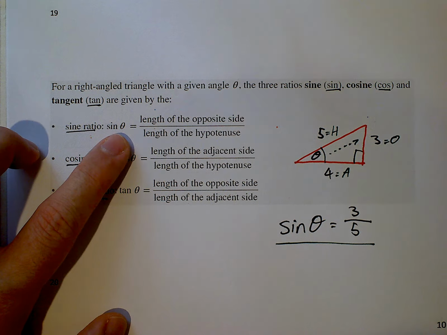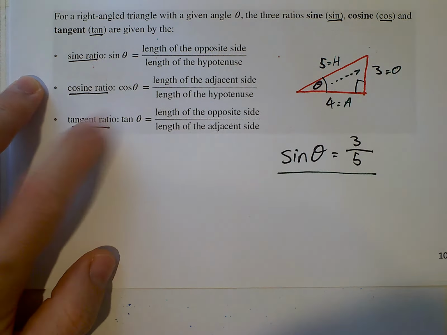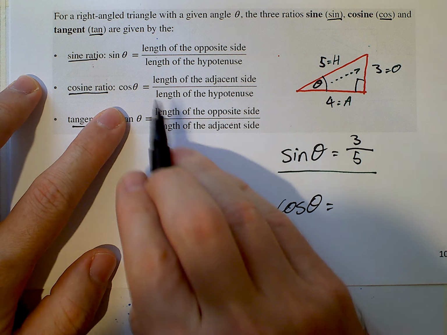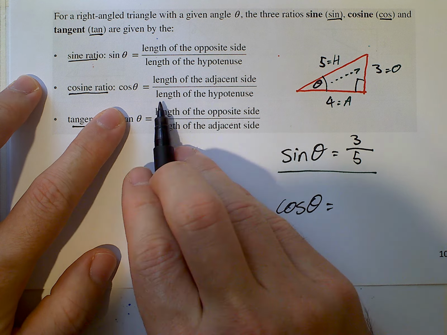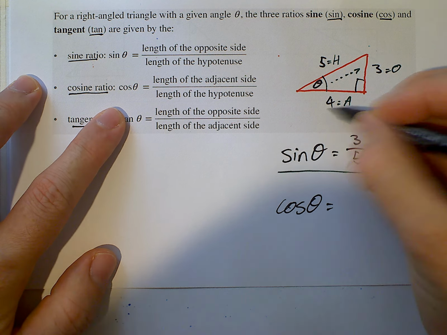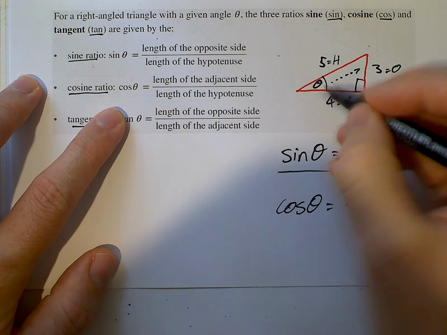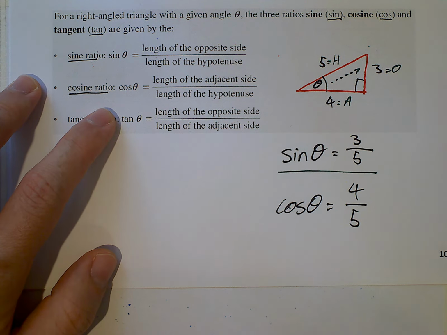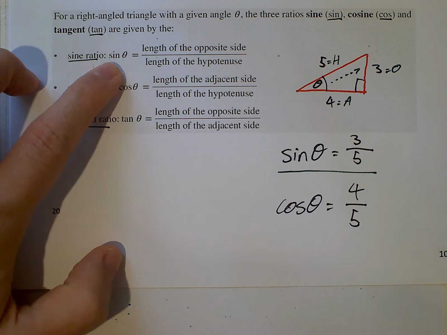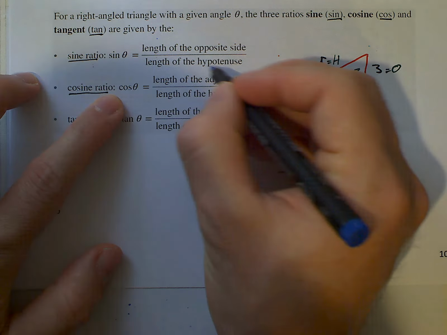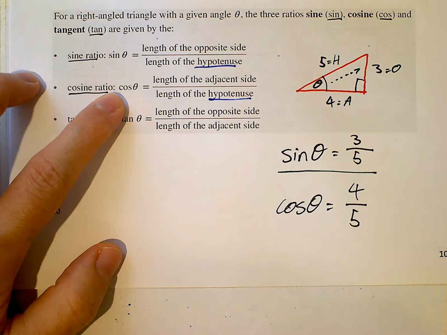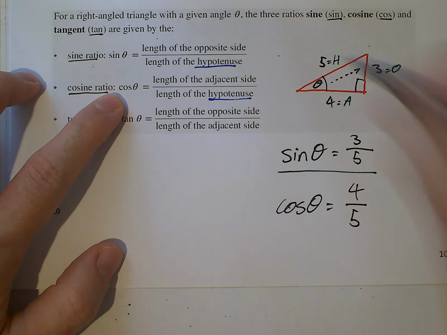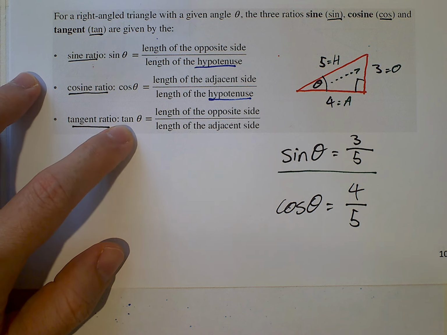Okay? If we're doing our cos theta, it is the length of the adjacent side over the length of the hypotenuse. Well, our adjacent side is 4, and our hypotenuse is 5. Okay? Now, what you've probably noticed about these first two, sine and cos, is that they are both over the hypotenuse. Okay? So one is going to be the opposite over hypotenuse, the other one's going to be adjacent over hypotenuse. What about tan? What happens there?